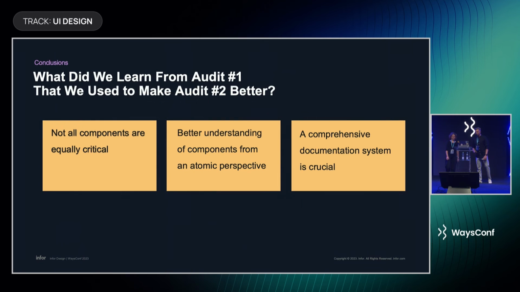The second question was, what did we learn from the first audit that we used to make the second audit better? We understood that not all components are equally critical. And we learned that atomic structure and better understanding of atomic structure of some components might be crucial and very important for our work. And creating a comprehensive documentation system is also important in our work, in our auditing and for the design system.